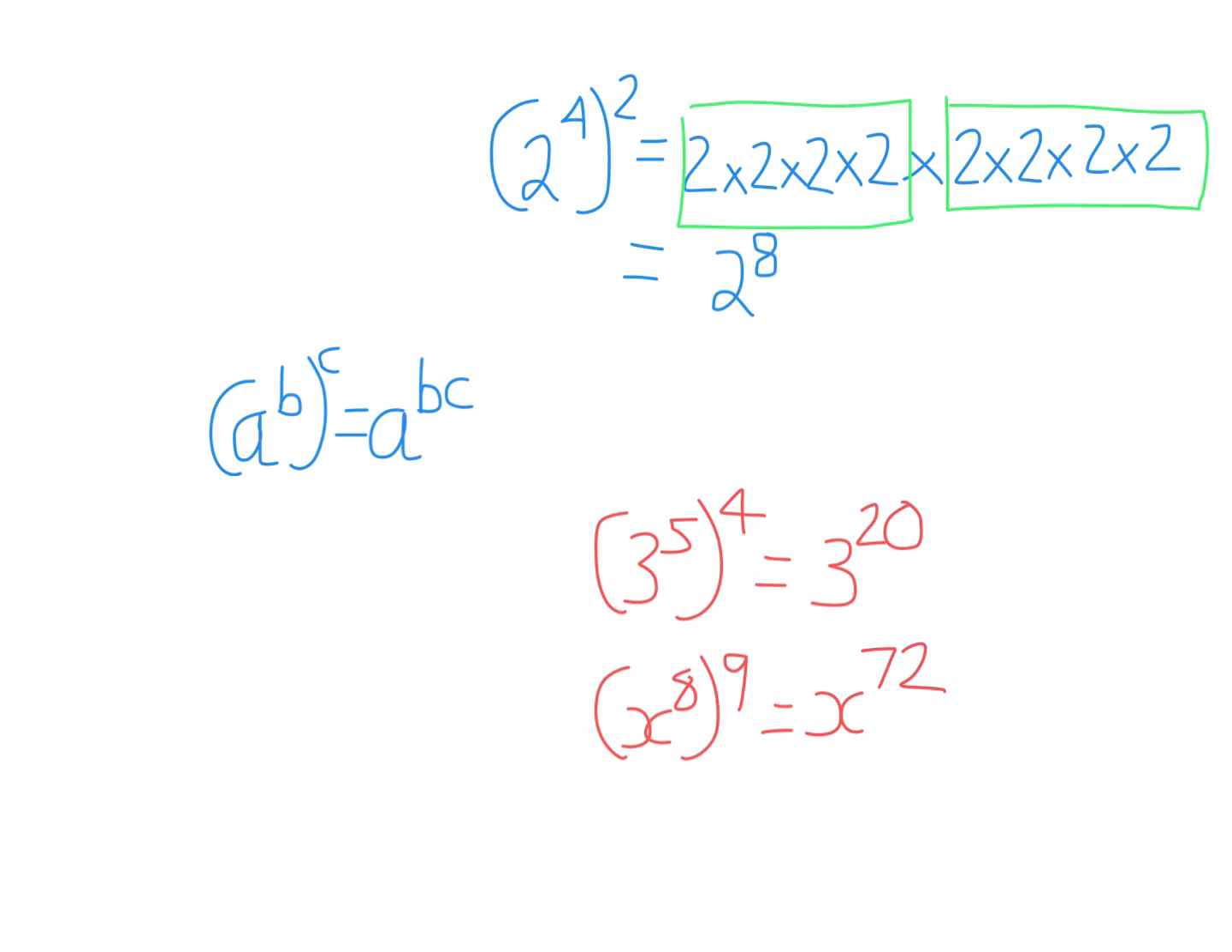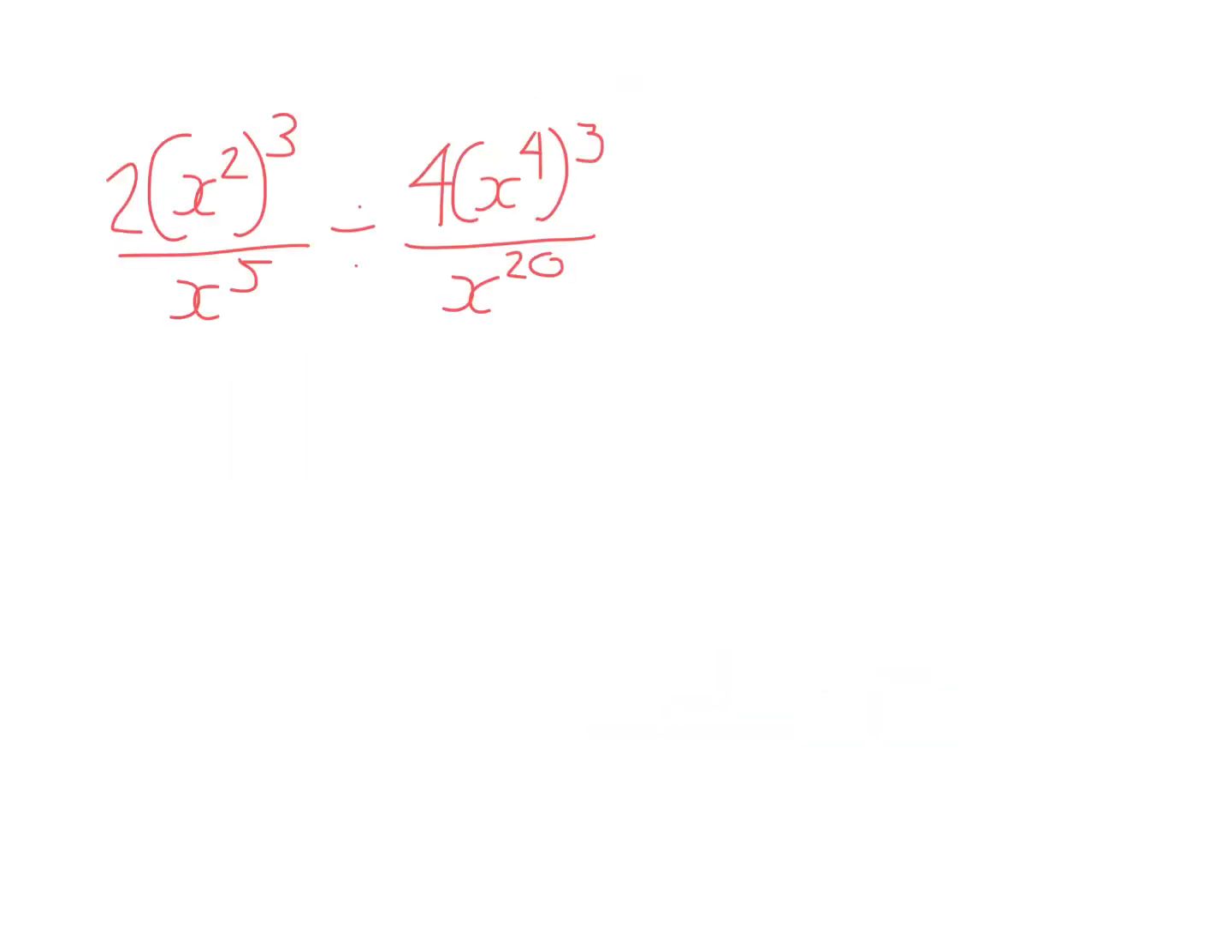All right, we are now going to look at an example that involves using multiple index laws in the same question. So here we have something that looks quite complicated. We're going to simplify and give our answer in index form. We're just going to do it bit by bit. So let's start off with the brackets. So x to the power of 2 to the power of 3 is x to the power of 6. Now this 2 is not inside the brackets. It's not being raised to the power of 3, so I'm going to leave it alone. And I'm going to leave the x to the power of 5 alone for now.